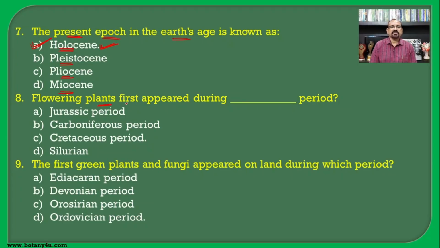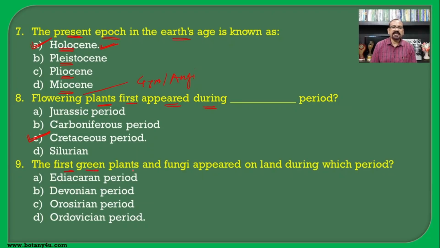Flowering plants first appeared during which period? Flowering plants include the gymnosperms as well as the angiosperms, that is, the phanerogams, and these first appeared in the Cretaceous period.